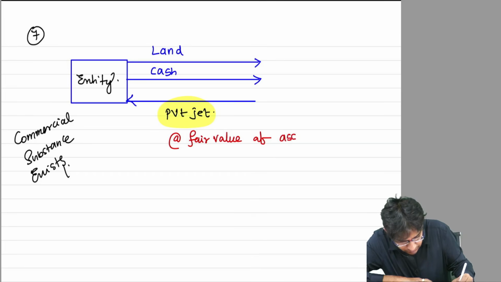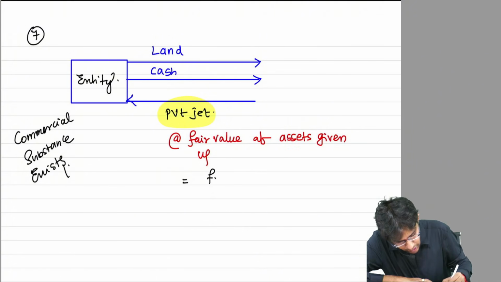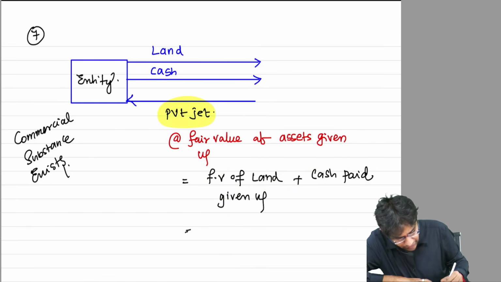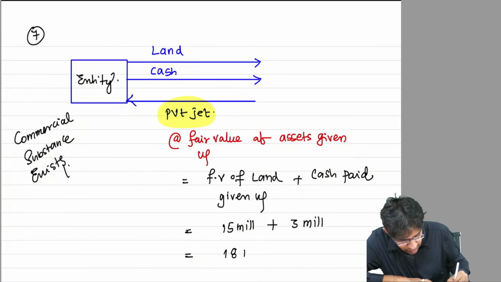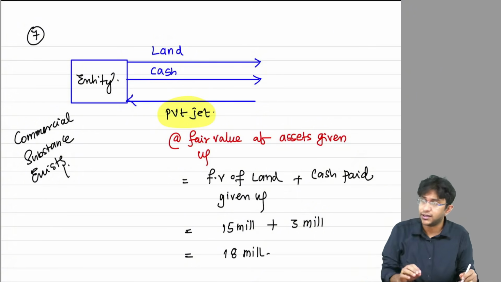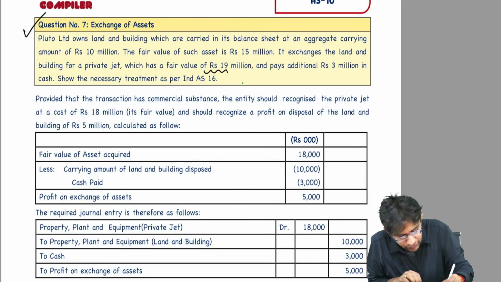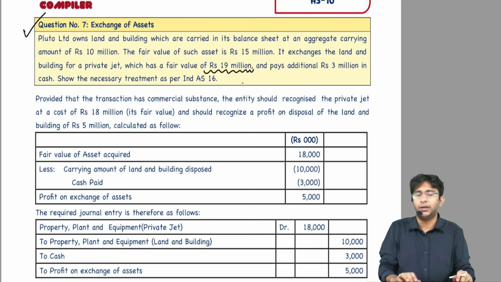of assets given up, which is equal to fair value of land given up plus cash paid. Fair value of land given up is given in the question as 15 million. Cash paid, you have paid a cash of 3 million, which means the incoming private jet must be recognized at 18 million rupees in your books, even though the fair value of the private jet specifically is 19 million.